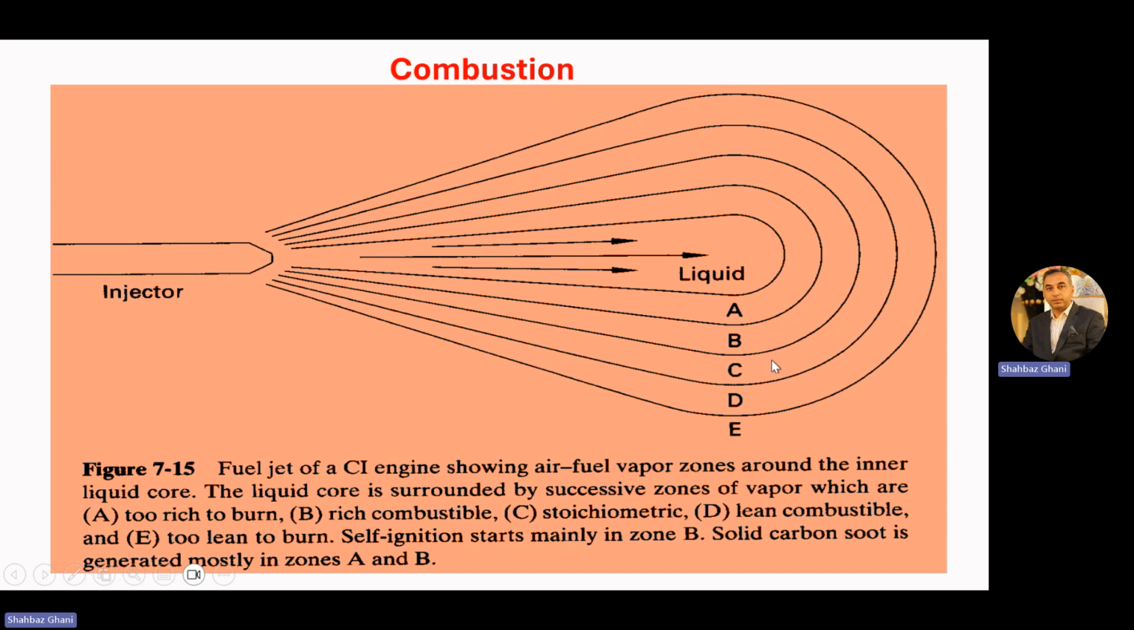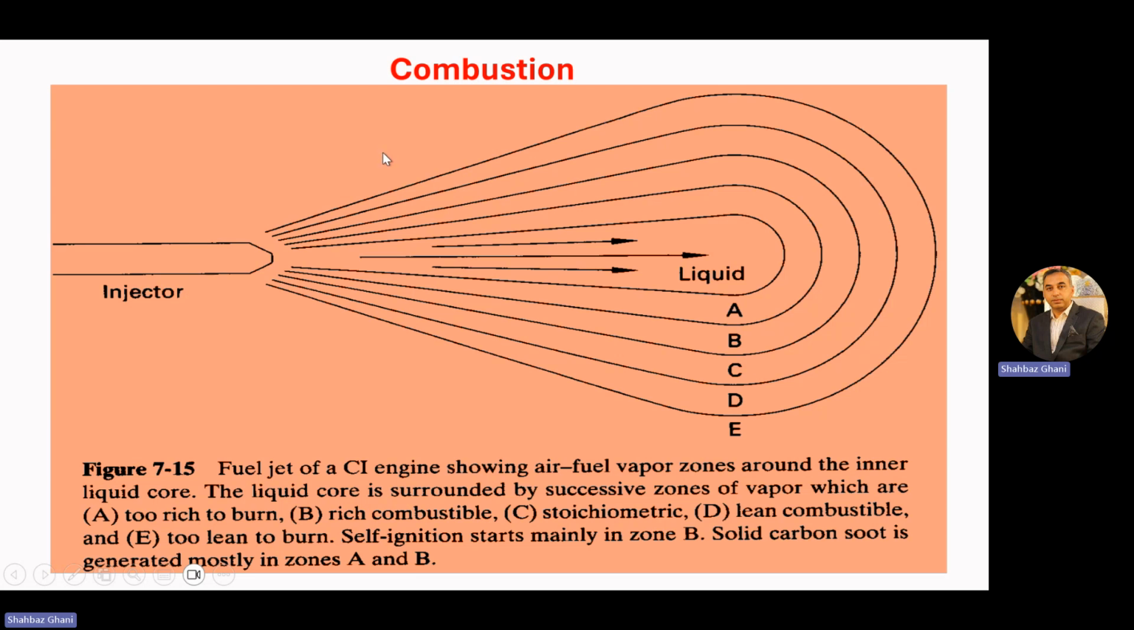C is the stoichiometric region, means the desired amount of air and fuel, or air-fuel ratio, is in the C region. D is the lean combustible region. We have a smaller amount of fuel and more amount of air here in the D region. And E is too lean to burn, means maximum amount of air in the E region.